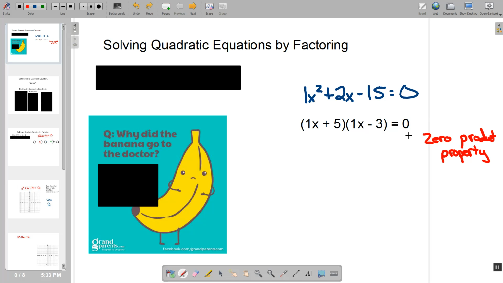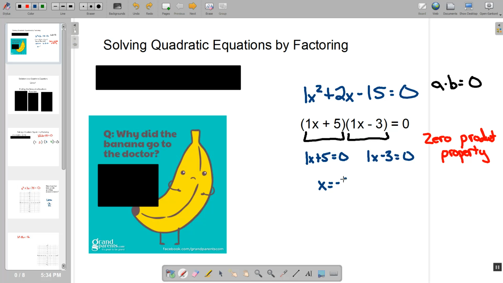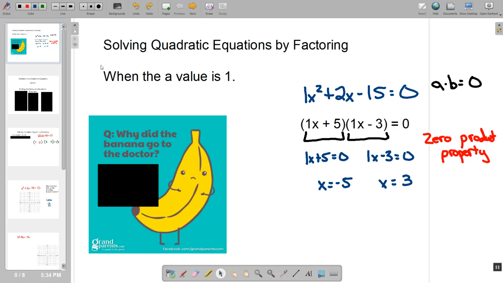The last video reminds you that either A or B has to be equal to 0. If A times B equals 0, one of these things has to be equal to 0 in order to equal 0 overall. So we would solve this equation by doing 1x plus 5 equals 0, and 1x minus 3 equals 0, giving us our two zeros. If you do not recognize any of this, make sure you go back and rewatch the video on the zero product property.